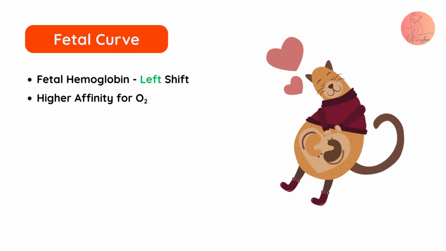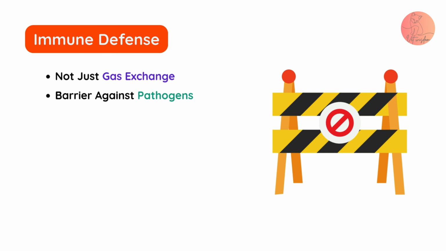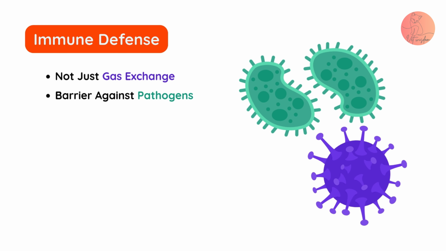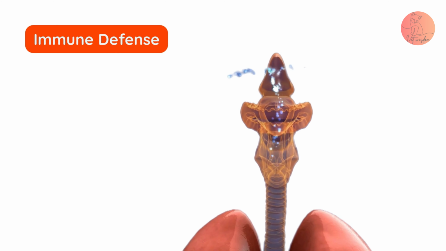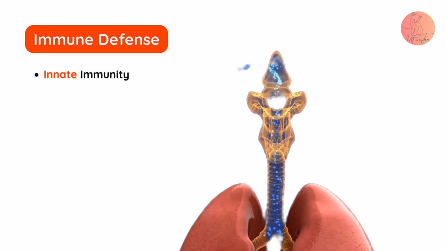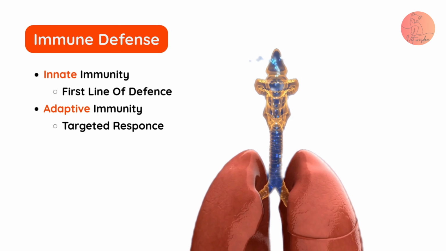Pretty smart system, right? The lungs aren't just responsible for gas exchange, they also act as a barrier against pathogens and harmful particles from the air. Because the respiratory tract is constantly exposed to the external environment, it has both innate immunity, the first line of defense, and adaptive immunity, the targeted response.